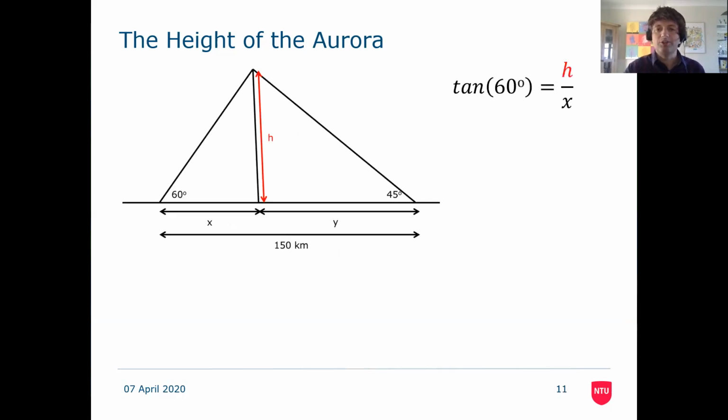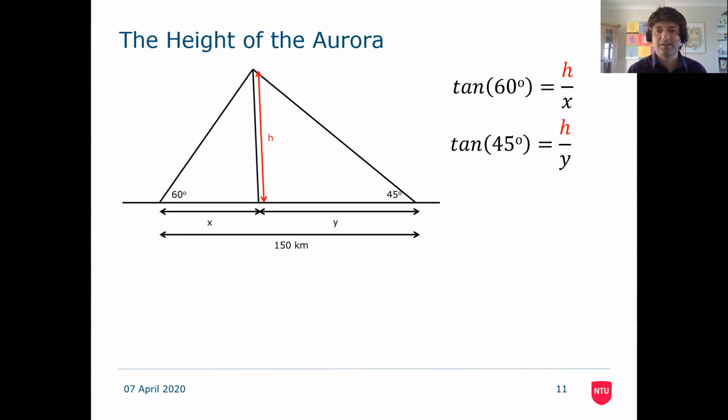So let's look at the trigonometry. To start off with, we can say that the tan of the elevation at the left-hand station here, tan 60 degrees, is going to be equal to the opposite distance over the adjacent distance. So from trigonometry, that's going to be equal to that height h divided by x.